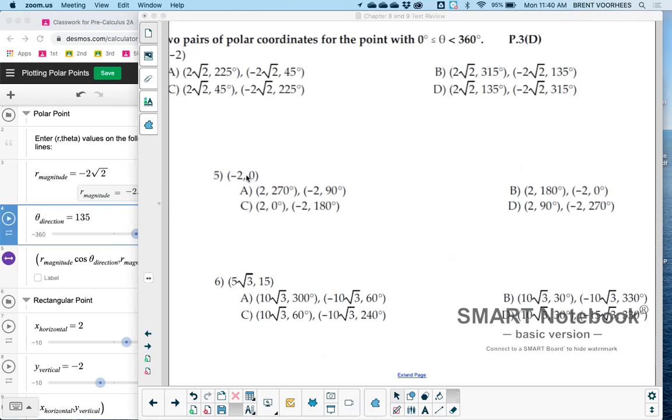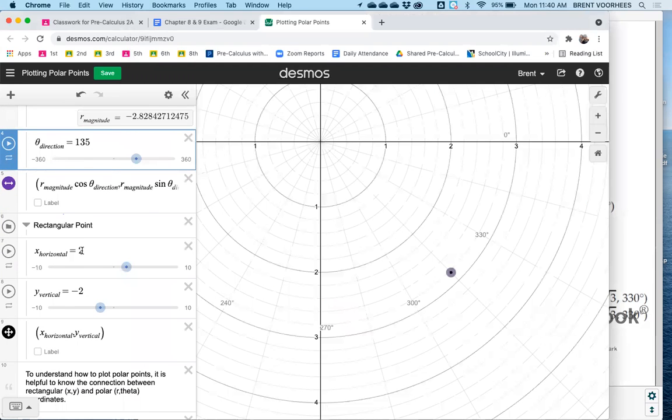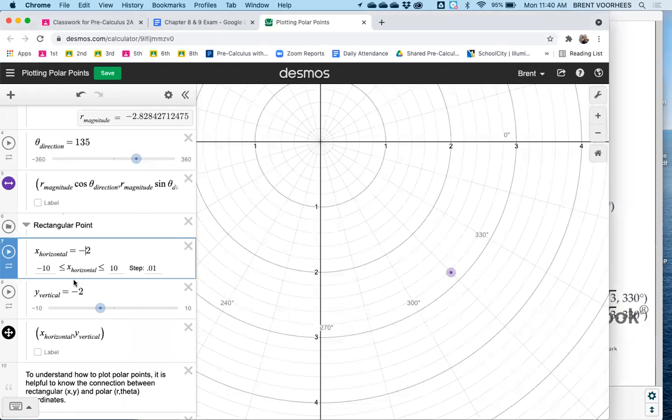Okay, now let's try number 5. It gives us this point. Again, you can look at the 0 to determine, does it have a degree? Does it have a radian? No. So this is rectangular, so I'm converting to polar. So I'm going to come over here, and our point is -2, 0.